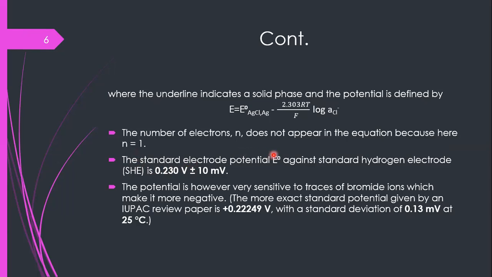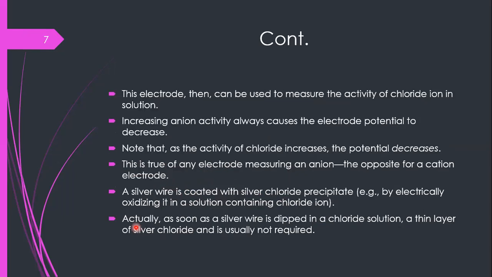The standard electrode potential E naught against the standard hydrogen electrode, SHE, is 0.230 volts with a standard deviation of 10 millivolts. The potential is, however, very sensitive to traces of bromide ions, which make it more negative. The more exact standard potential given by an IUPAC review paper is plus 0.22249 volts with a standard deviation of 0.13 millivolts at the temperature 25 degrees centigrade. This electrode then can be used to measure the activity of chloride ion in the solution.